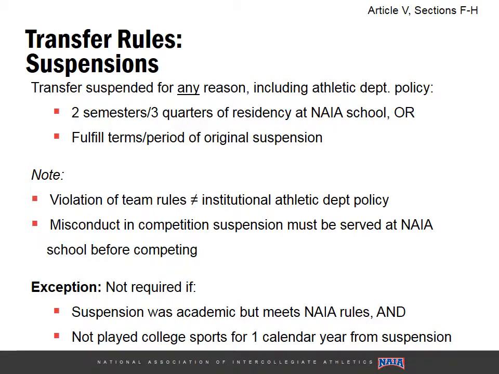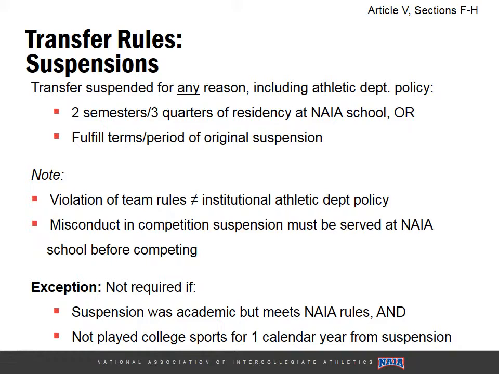Transfers who are suspended for any reason, including athletic department policy, from their previous institution must serve 2 semesters or 3 quarters of residency at the NAIA school they intend to compete at. Or they must fulfill the terms of their original suspension from their previous institution, whichever time period is shorter. Please note that a violation of team rules does not equal institutional athletic department policy.